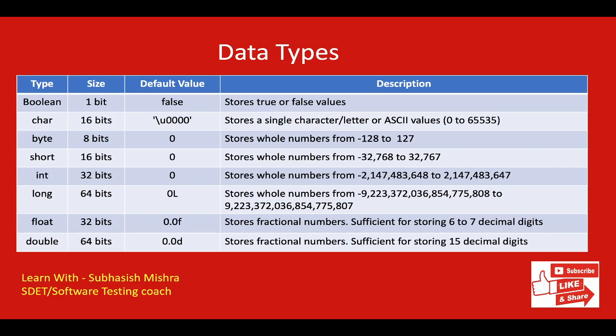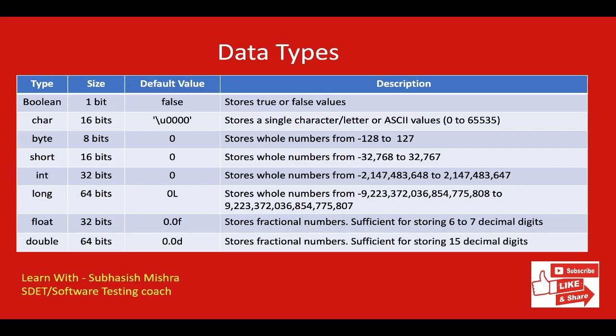So first one is Boolean. So Boolean data type is used to store only two possible values, true or false. This data type is used for simple flags that track true or false conditions. The Boolean data type specifies one bit of information, but its size cannot be defined precisely.